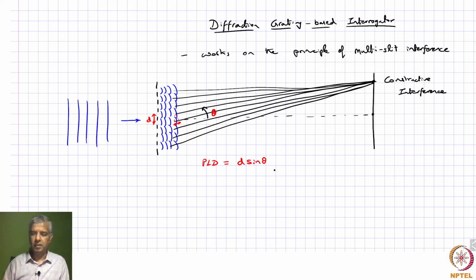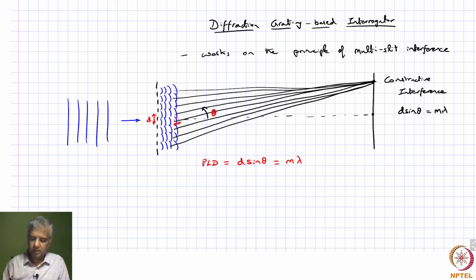Okay. And if d times sin theta is an integral multiple of lambda, for example, the first constructive interference point from the zero interference point, we can call order m equal to 1, and if it repeats again at a later point, that will correspond to m equal to 2 and so on. So, this is the constructive interference criteria. I will just write this here: d sin theta equal to m times lambda.